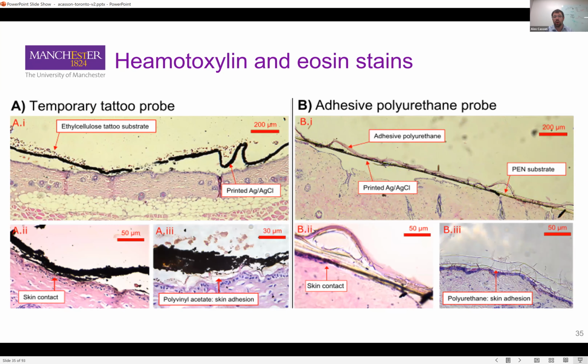And then just some examples of different contacts that we're getting after the slicing process. So it's quite hard to keep the electrode attached while you're slicing it up to put it onto a slide. But we're getting some insights into, let's say, the trade-off between different materials, different substrates, different skin contact qualities, and so on.